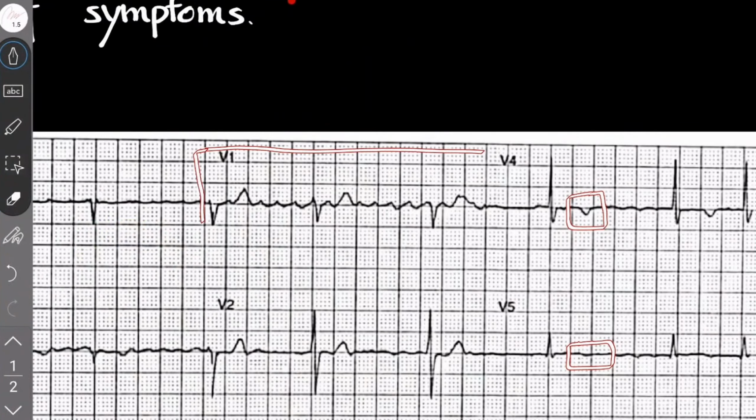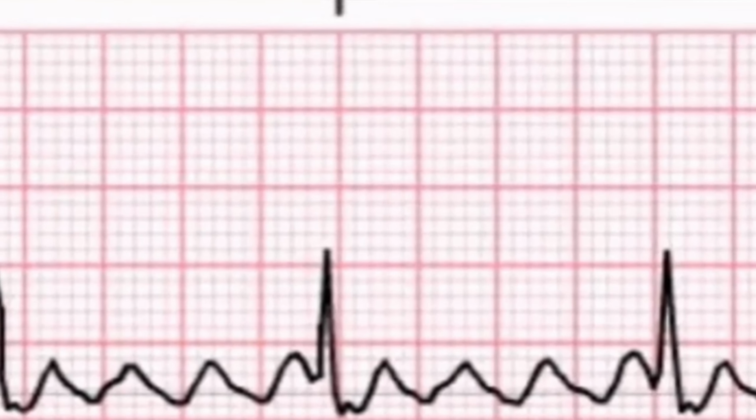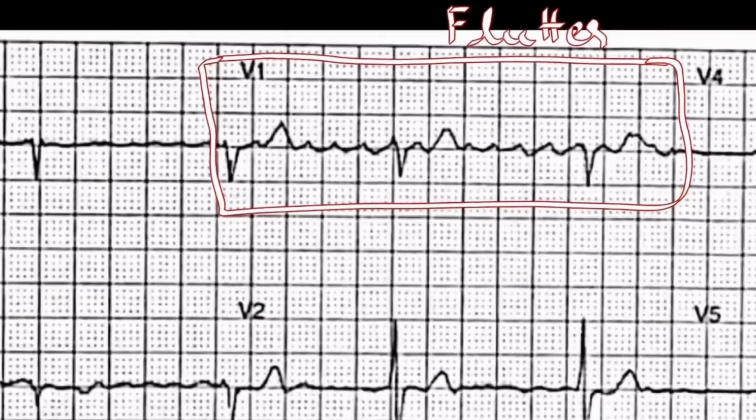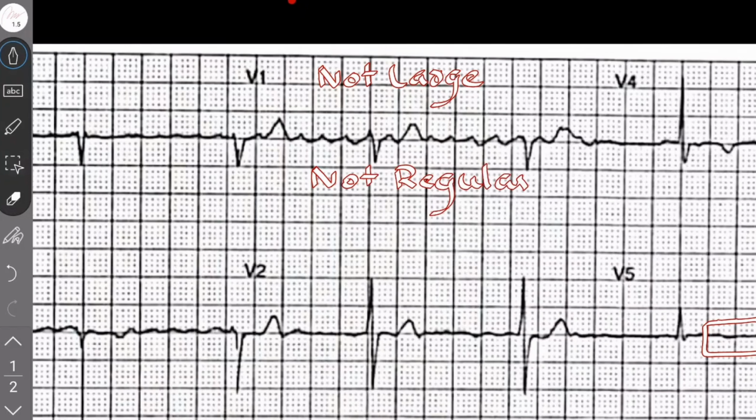In lead V1, you could see that there is organized atrial activity. It could be flutter waves; you can misdiagnose it as flutter waves. But as I told you before, flutter waves are more of sawtooth or undulating waves. Here these are not large enough, and not regular enough to call them flutter waves. So most probably they are fibrillatory waves. Don't confuse them with flutter waves.